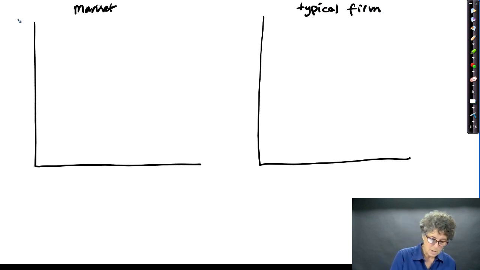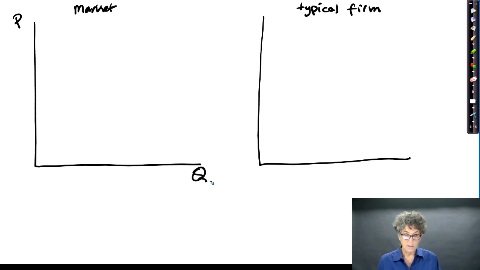So on the left, on the market, I've got the price of the product on the vertical axis and the market quantity on the horizontal axis. On the right-hand picture, in the typical firm, I'm going to measure a whole bunch of things on the vertical axis. I'm going to measure marginal cost, marginal revenue, average total cost, and price. All of those things are denominated in dollars. And so I just write dollars as my label on the vertical axis.